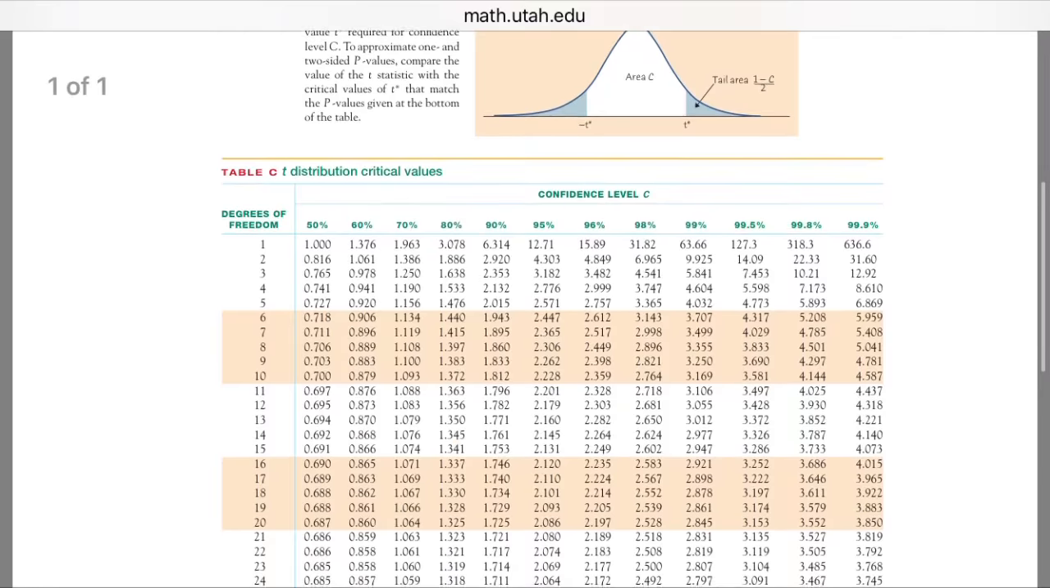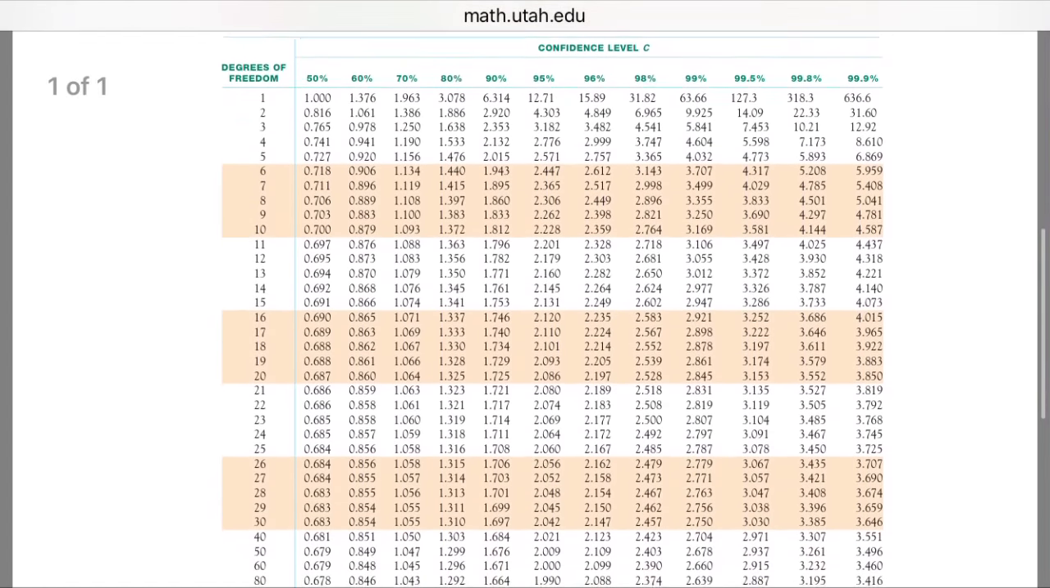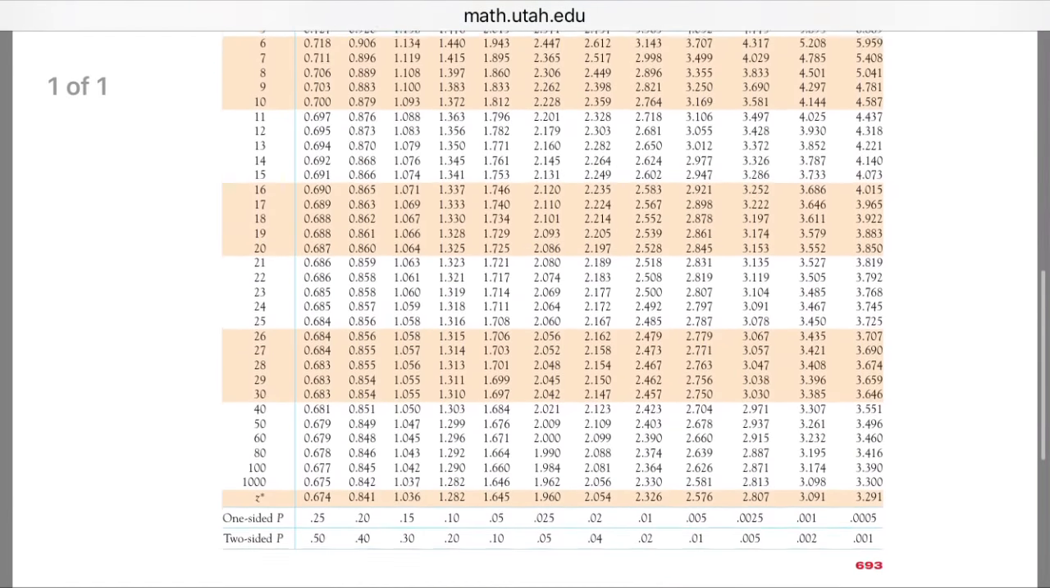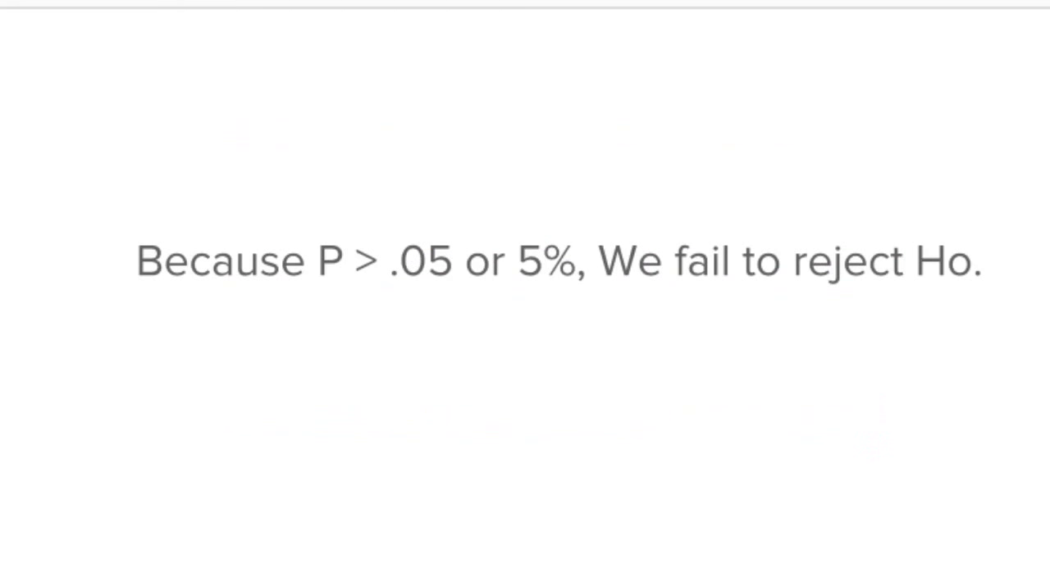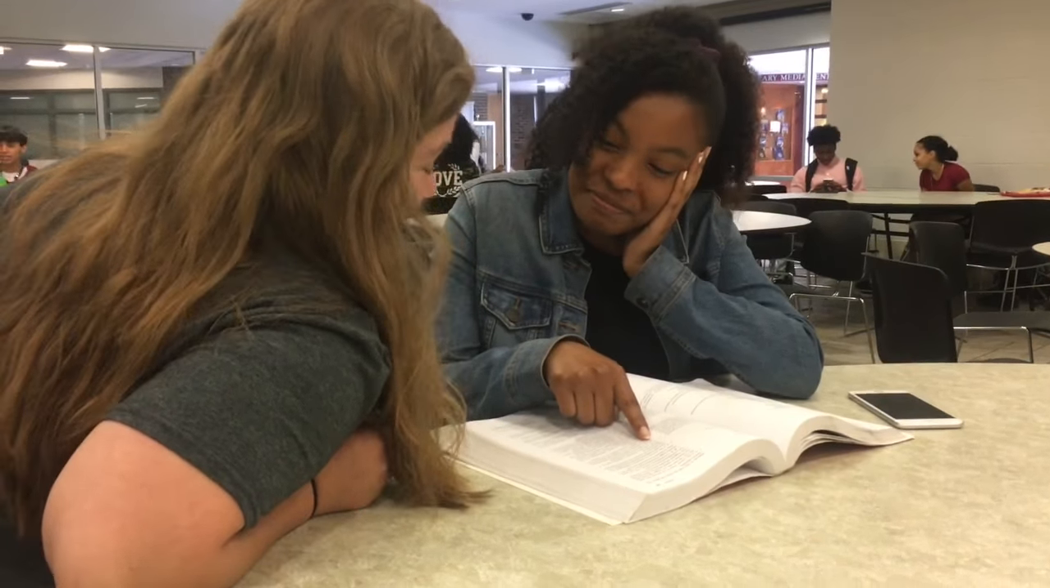Looking at Table C to locate the p-value, we used our chi-square value and degrees of freedom to find that our p-value was larger than 0.25. Because our p-value of 0.25, or 25%, is bigger than our significance level of 0.05 or 5%, we fail to reject H0. There's no association between gender and type of lunch, lunch from home or lunch from school.